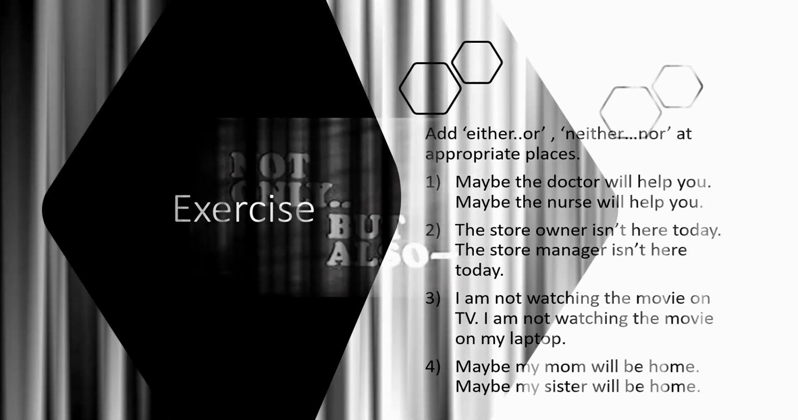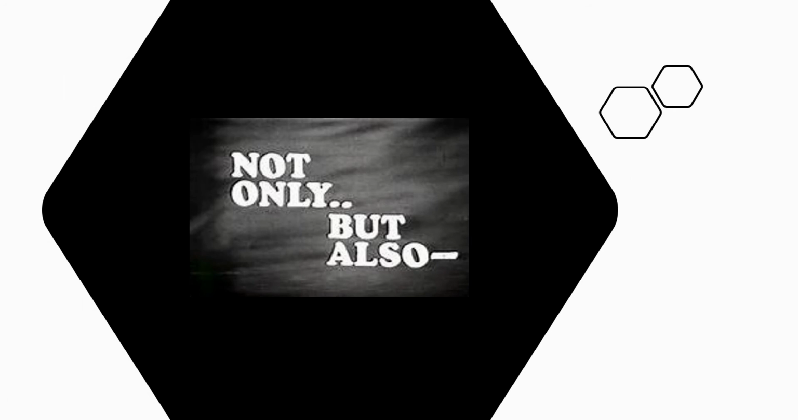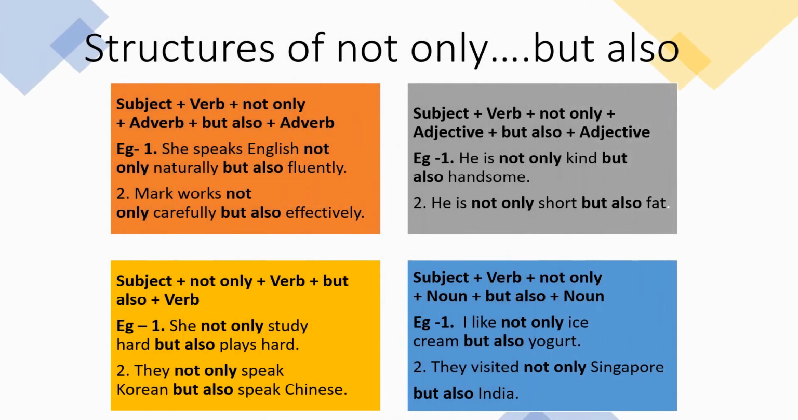The last subtopic that we are doing today is not only but also. Structures of not only but also. First case, subject plus verb plus not only plus adverb plus but also plus adverb. Example, she speaks English not only naturally but also fluently. Second example, Mark works not only carefully but also effectively.